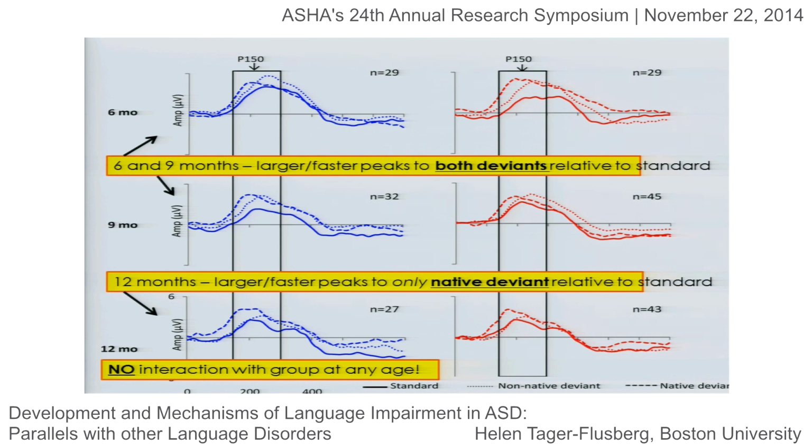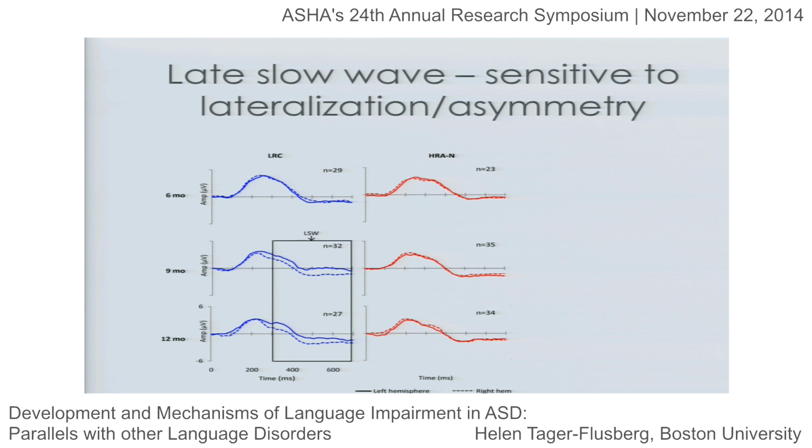But that's always so much more interesting because that's what gets you to look at more things in your data. So what Annie went on to look at was the late slow wave. So that occurs kind of in this region, 300 to 700 milliseconds after 6, 9, and 12 months. Here in the low-risk controls, what you can see is at 6 months, the amplitude is the same in both the left and the right hemispheres, different by 9 months, and continuing to be different. So beginning to show some lateralization, the emergence of lateralization to speech sounds by 9 and 12 months.